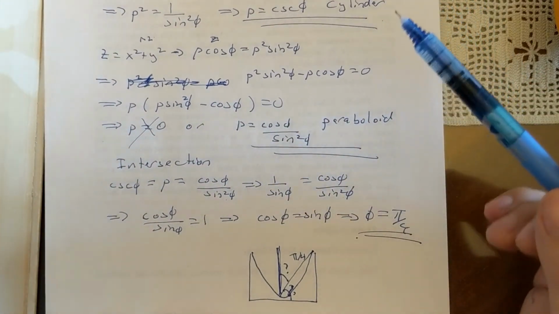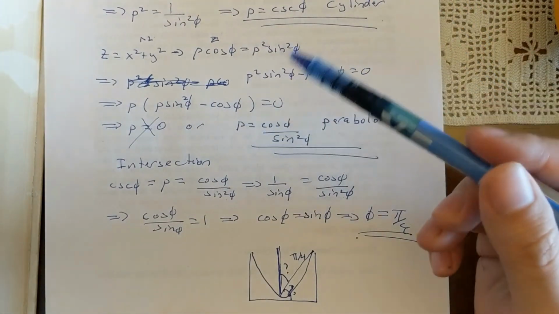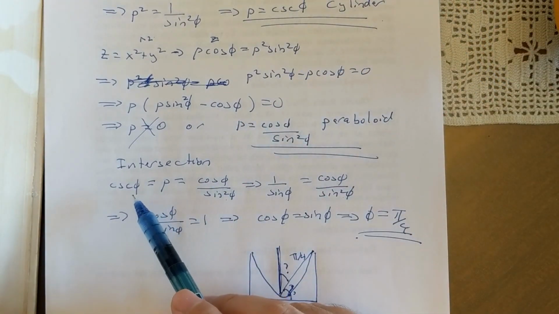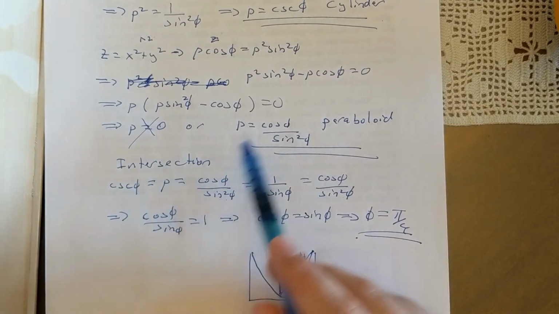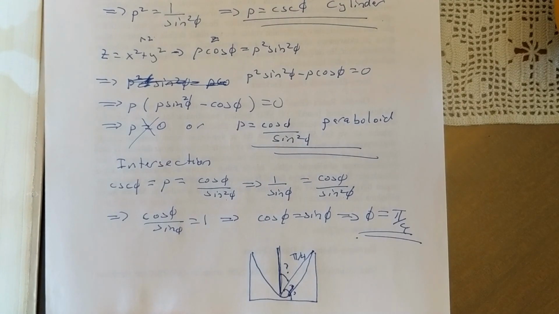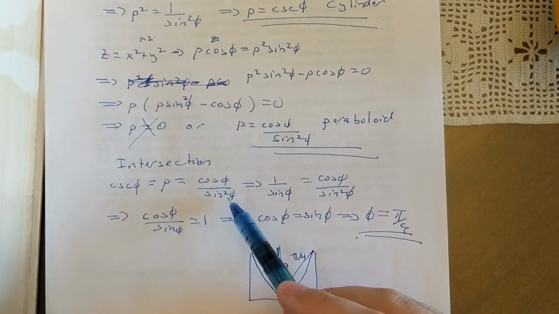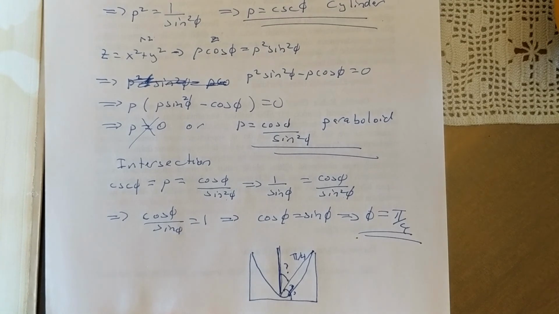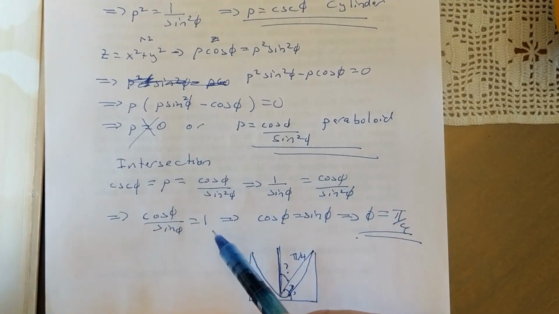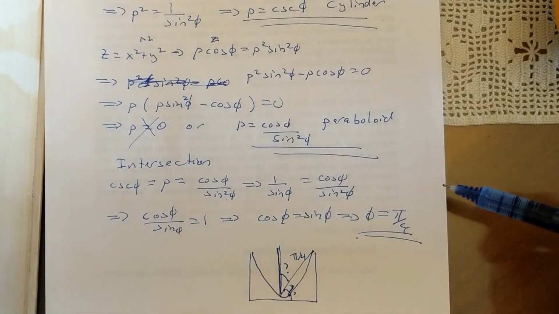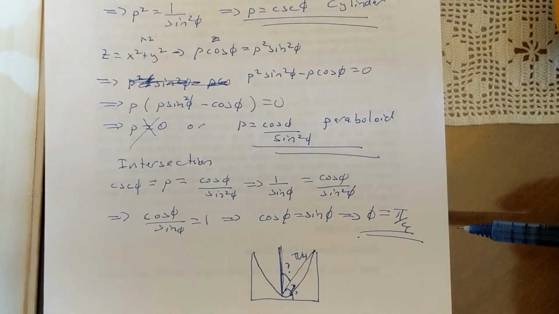So when does the paraboloid and the cylinder intersect? Well, the formula of the cylinder was rho equals cosecant phi, and the formula of the paraboloid was rho equals cosine phi over sine squared phi. So set them equal to each other. Cosecant again is 1 over sine. So set them equal. The sines are going to cancel. You're going to have cosine over sine is equal to 1. Well, that's going to imply cosine equals sine. So phi is going to be equal to pi over 4.